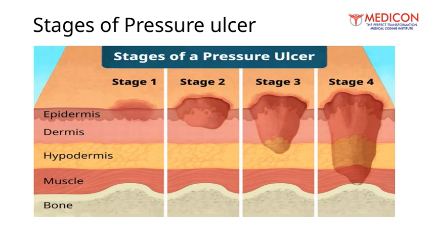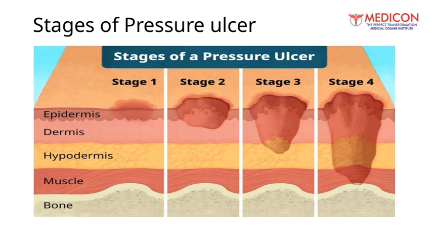Stage 3 involves full-thickness skin loss. This means the damage extends through all layers of the skin, possibly exposing underlying fat tissue. The ulcer appears deeper, with a crater-like appearance, and may have some dead tissue or slough inside.